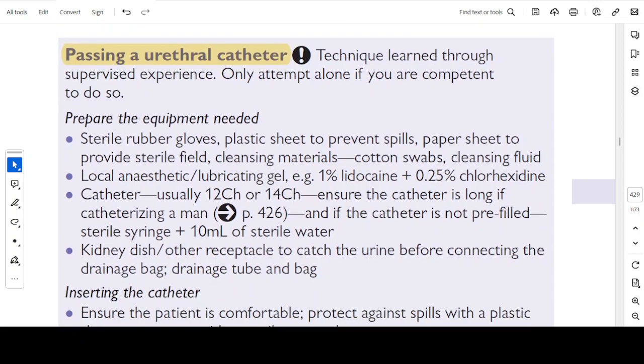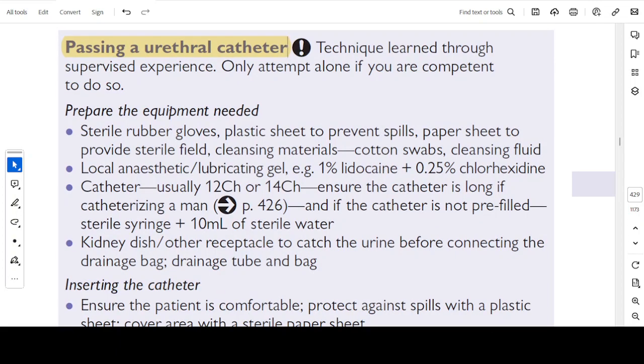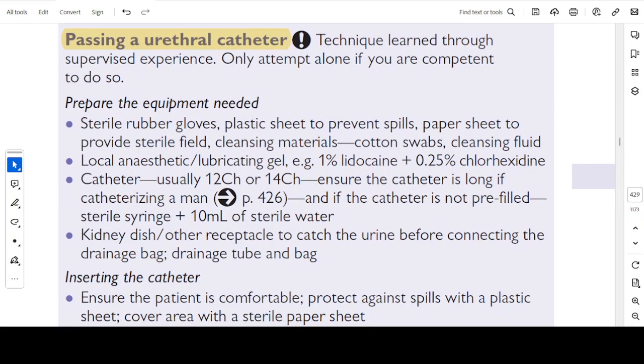Passing a urethral catheter. The technique is learned through supervised experience. Only attempt alone if you are competent to do so. Prepare the equipment needed.